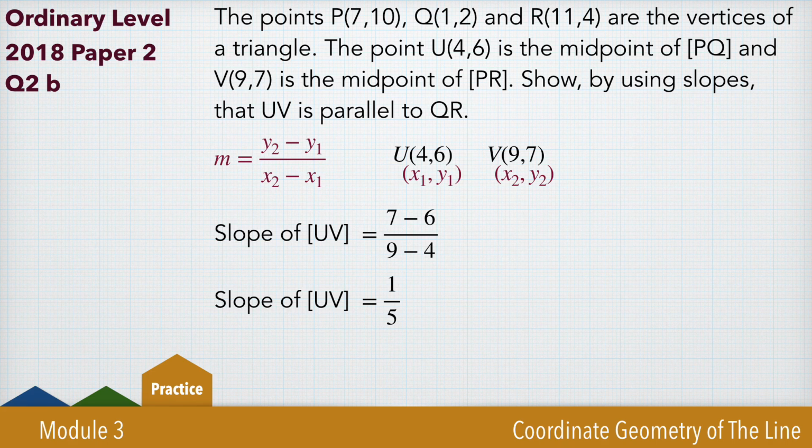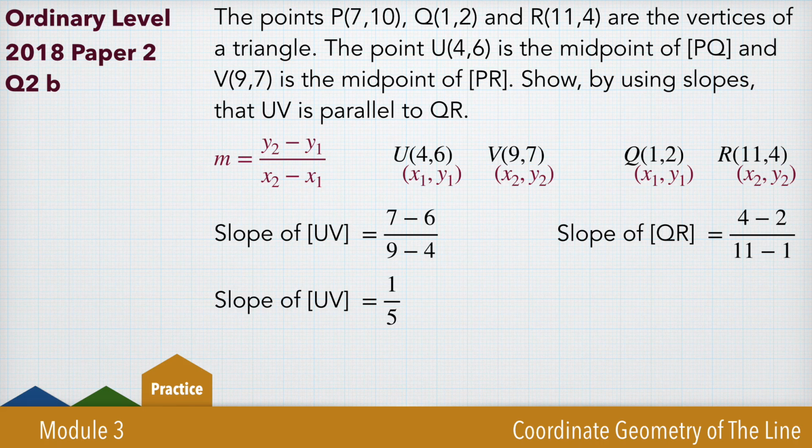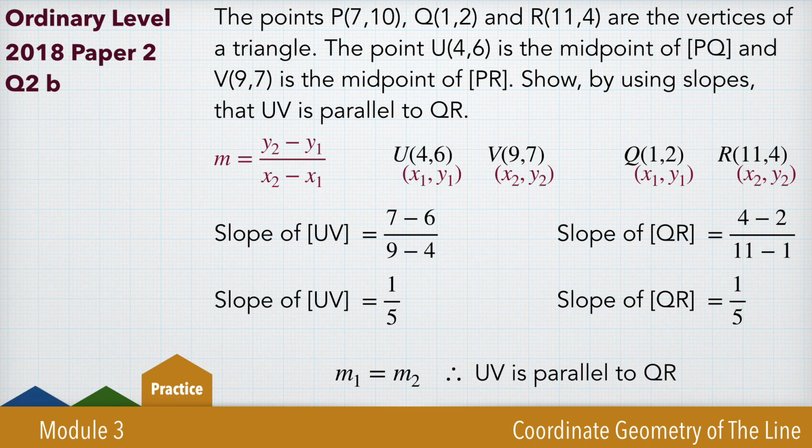Next, we will find the slope of QR, so we will label the points as x1, y1, x2, y2. Substituting directly into the formula as labelled, we get a slope of 1 over 5. We are asked to show that these two lines are parallel. As we know that parallel lines have the same slope, therefore UV is parallel to QR.